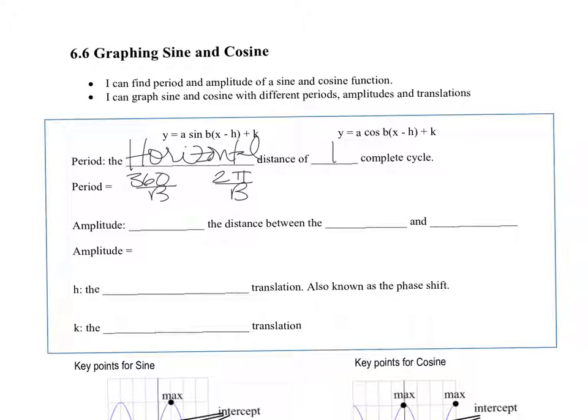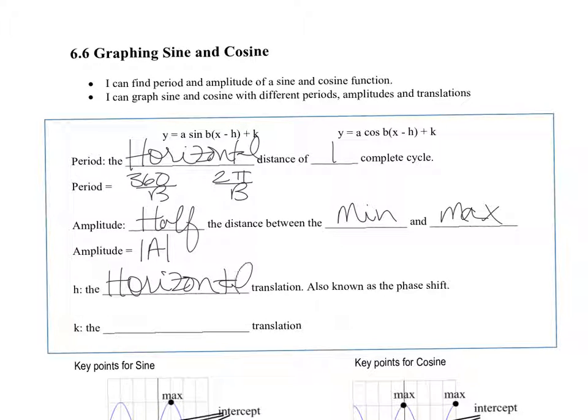The amplitude is the distance the graph travels above and below the midline. We can also think about it as half the distance between the min and the max points. So actually adding the min and the max and dividing by 2, half that distance. The amplitude from the equation is the absolute value of A. It's always positive. H in our equation is the horizontal translation, also known as the phase shift.